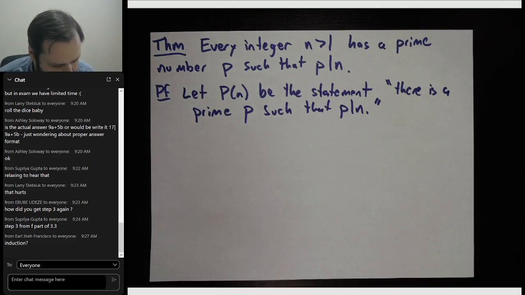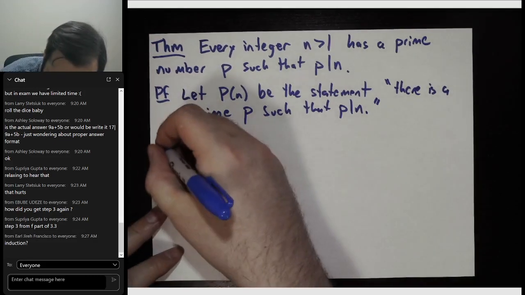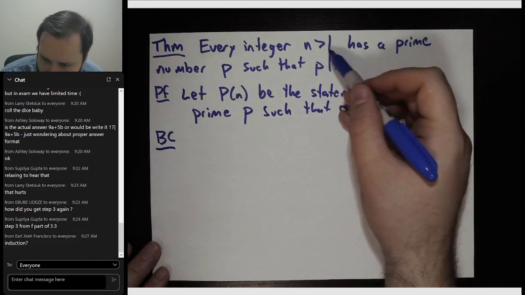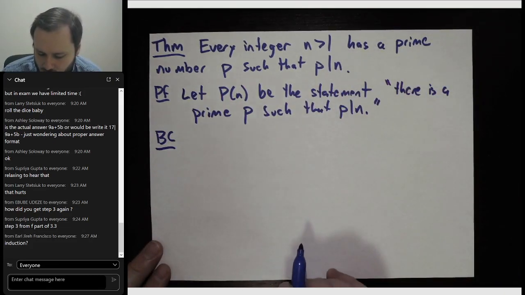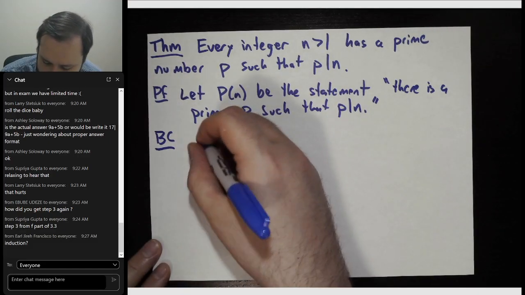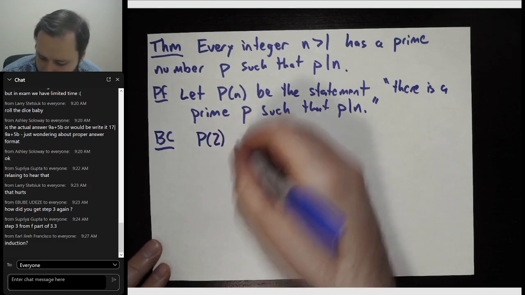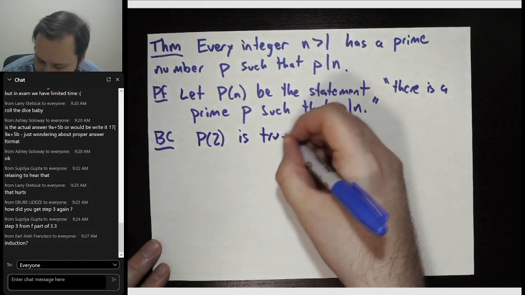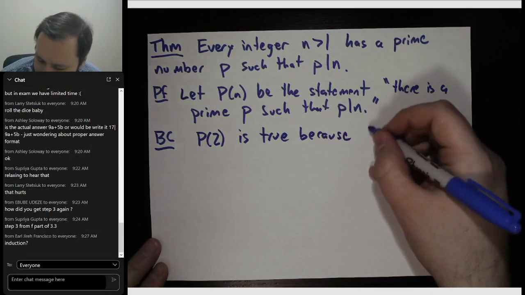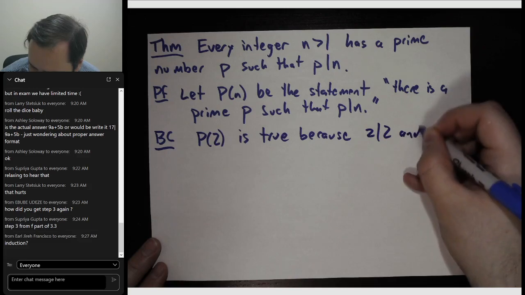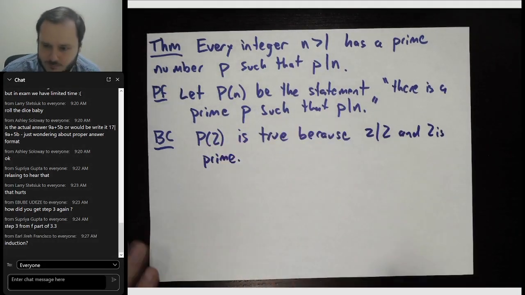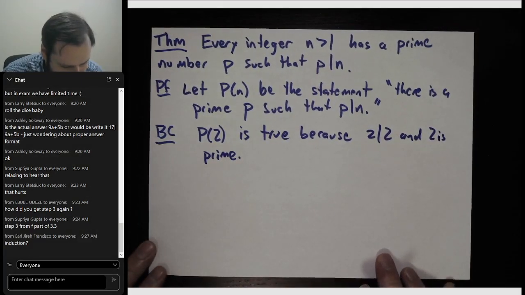Really nice. Okay, what's our base case? We want this to be true for all integers n bigger than 1. So our base case is going to be P of 2. And P of 2 is true because 2 divides 2. And 2 is prime. So that works out well.